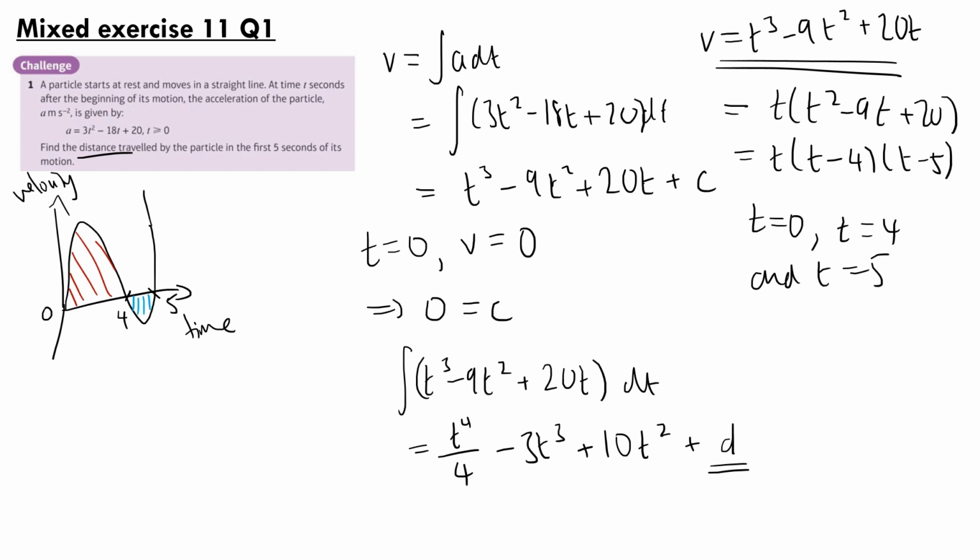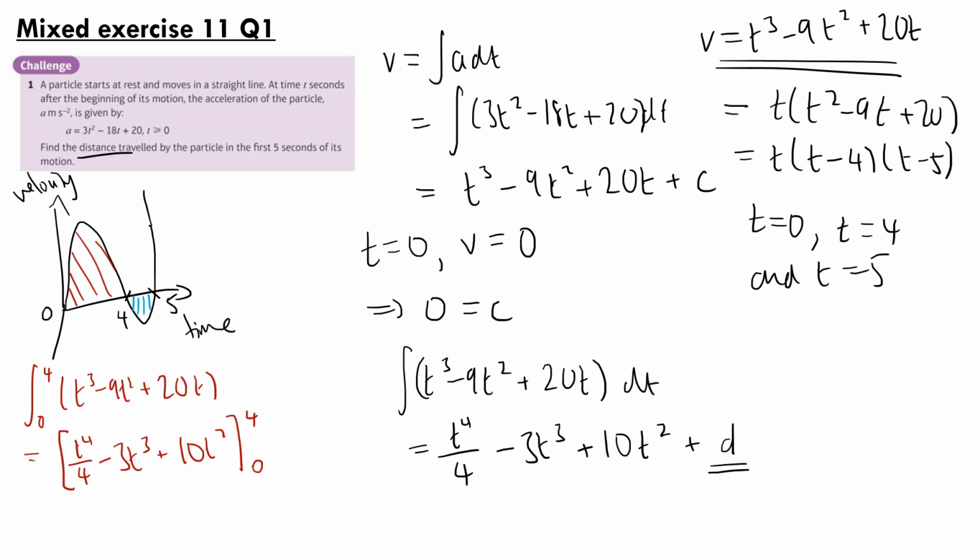So to find the red area first, we need to do the integral from 0 to 4 of t cubed minus 9t squared plus 20t. And we've worked out the integral over here, so this is equal to t to the power 4 over 4 minus 3t cubed plus 10t squared, evaluated from 0 to 4. And so we get 4 to the power 4 over 4 minus 3 times 4 cubed plus 10 times 4 squared. Put that into your calculator, you get 32.